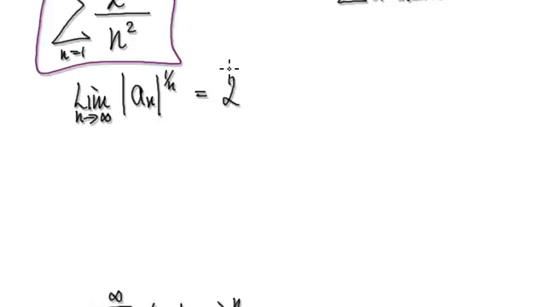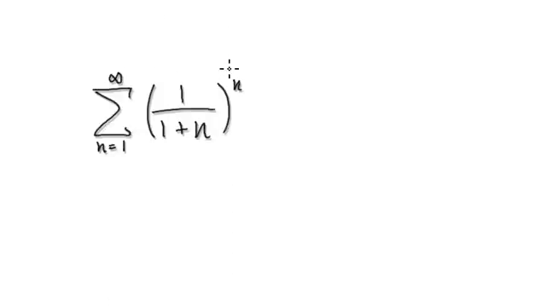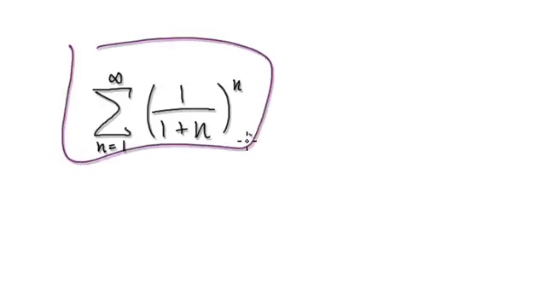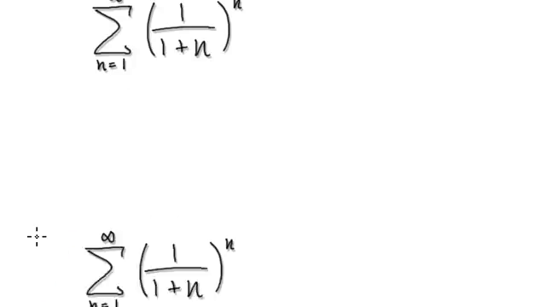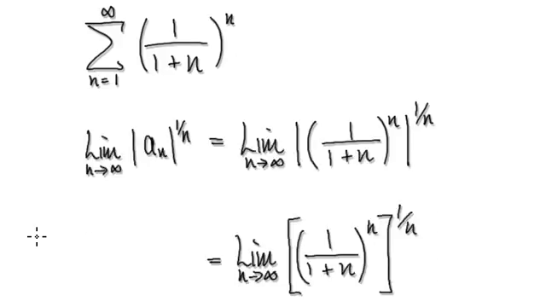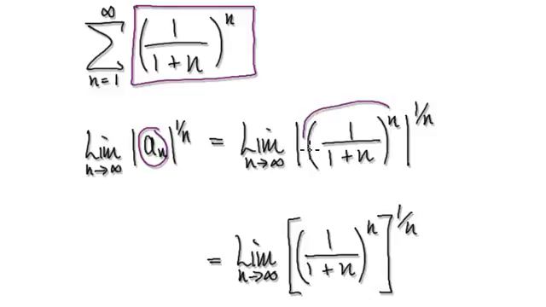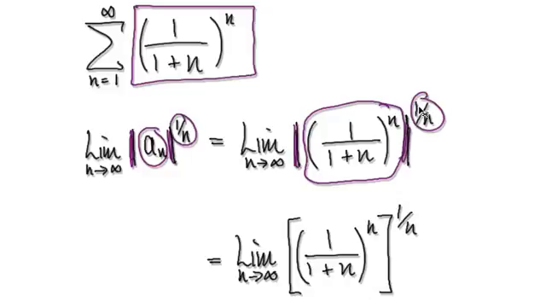Okay, so next one. Use the root test to determine if this series will converge or if it will diverge. So press pause and have a go. Okay, so to do this with the root test, we always need to compute this value here. So this whole thing here is our a_n, and then we've got our absolute, and then nth root.